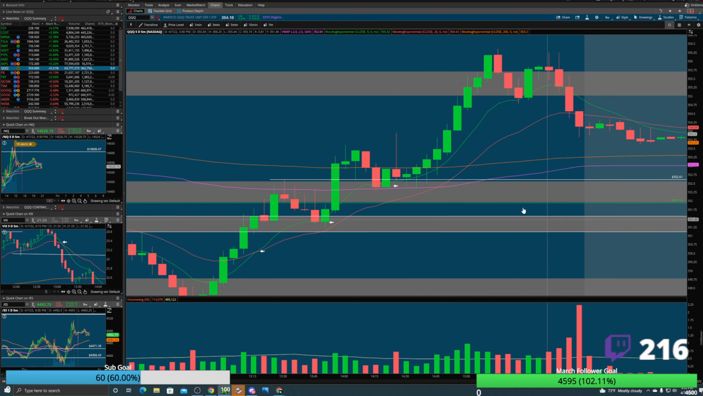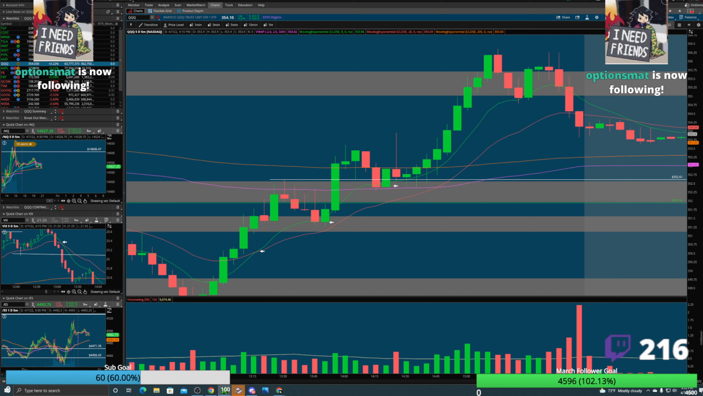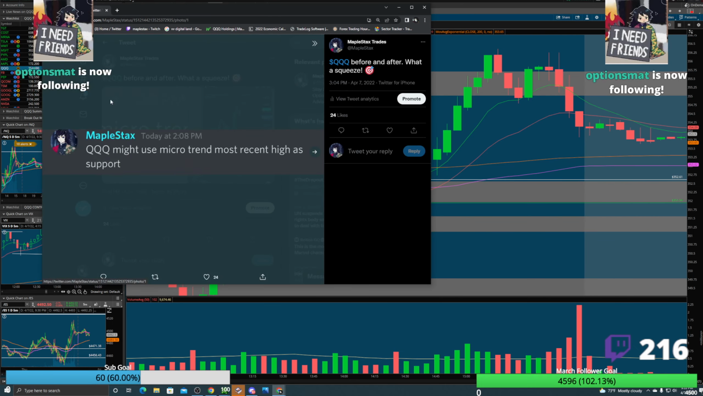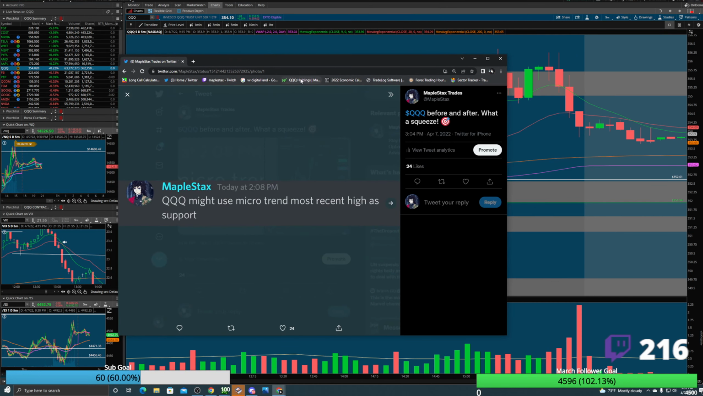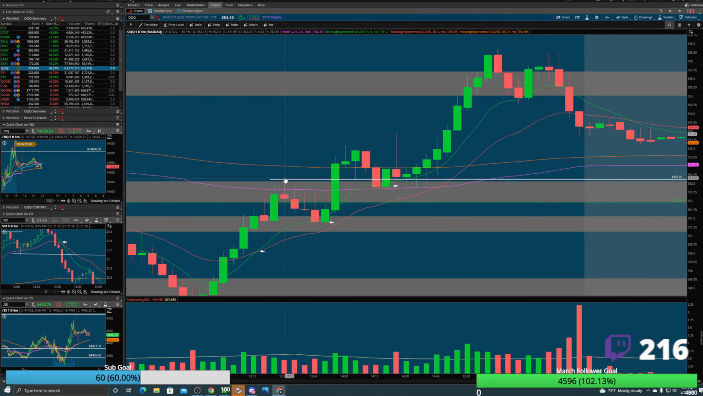Okay. We took this trade, and I think I tweeted it out. I'll show you guys the analysis right here, okay? So I said QQQ might use the micro trend most recent high as support, right at 208. Once this high is broken, it breaks it, bases, continues to the upside, okay?